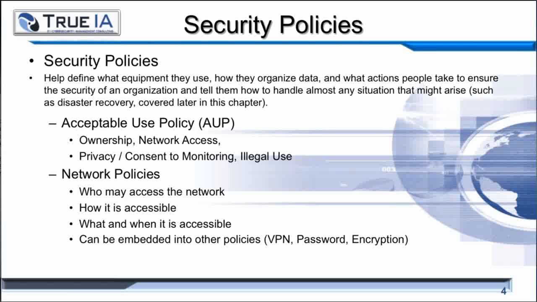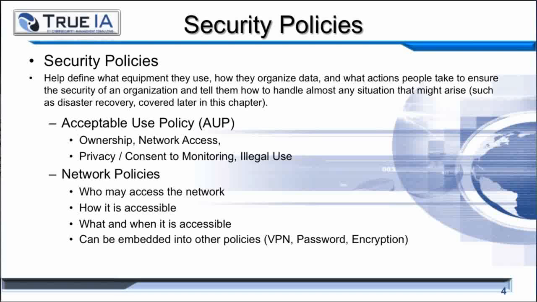It helps us define what equipment our people use, as well as how they organize data and what actions they take to ensure the security of the organization as a whole. One of these instruments is called an acceptable use policy. You may hear it as an AUP. This is a document that governs the overall privacy and consent to monitoring of your employees, as well as the legal or authorized use of computing assets.